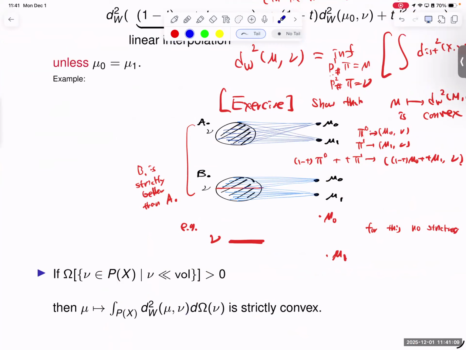If every nu in this distribution omega is absolutely continuous, then this function is strictly convex. If you integrate a strictly convex function, you get a strictly convex function. That's why you have strict convexity, as long as a non-trivial portion of omega is absolutely continuous.